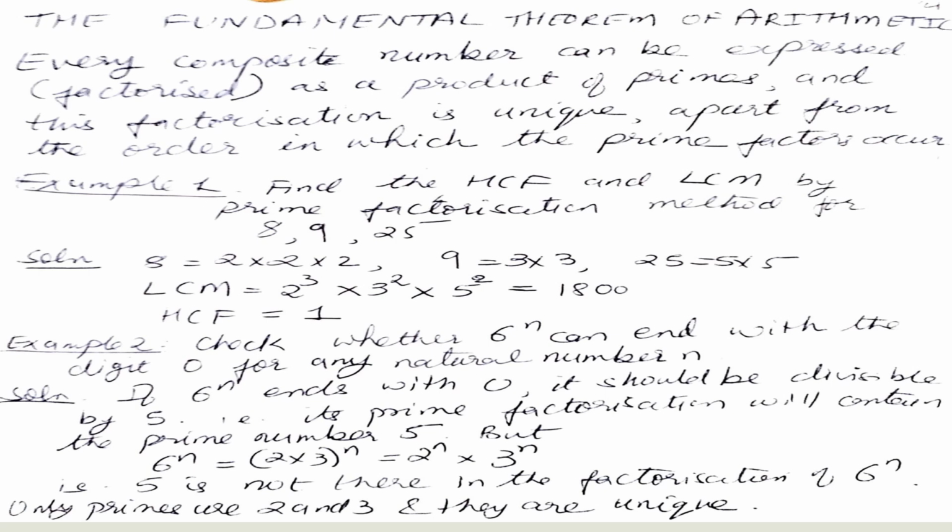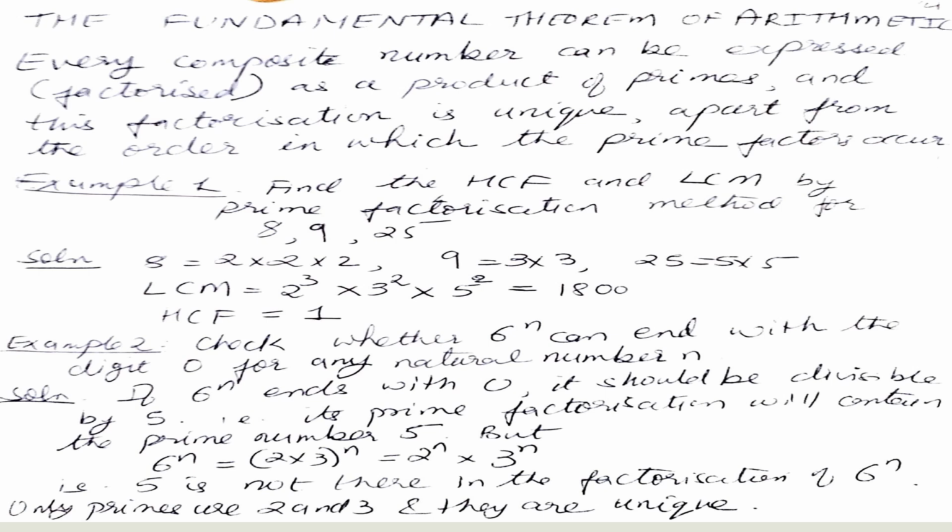Now let us use this theorem in the next example. Find the HCF and LCM by prime factorization method for 8, 9 and 25. Now 8 is 2 into 2 into 2, 9 is 3 into 3 and 25 is 5 into 5. LCM means the highest powers of prime, that is 2 raised to 3 into 3 square into 5 square, which is 1800. And what is HCF? HCF is the common factor between them, which is 1 here.